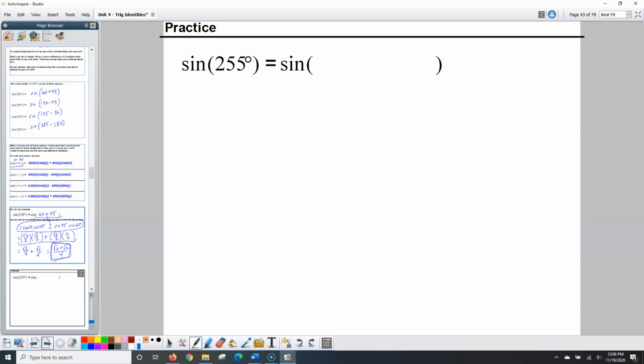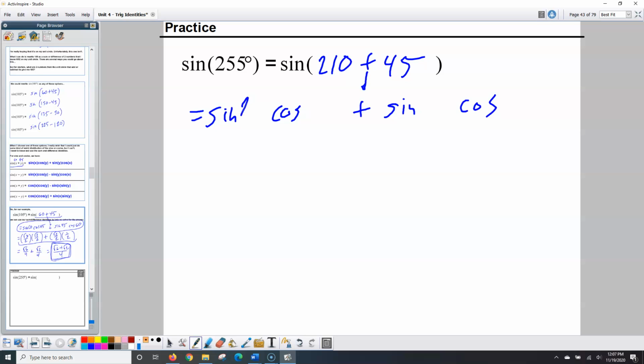Next, sine of 255. So I have to come up with two things that will add or subtract to give me 255. Right off the bat, I'm thinking 210 and 45. So let's do 210 plus 45. 210's over there in the third quadrant, down past 180. All right, sine will be sine, cosine, and sine is the same sign. And it'll be sine of 210, cosine of 45, sine of 45, cosine of 210.